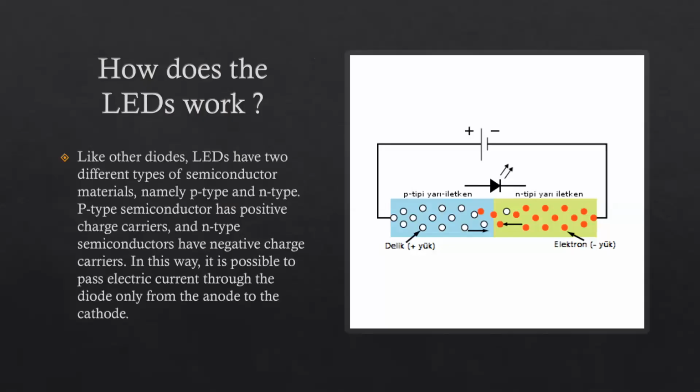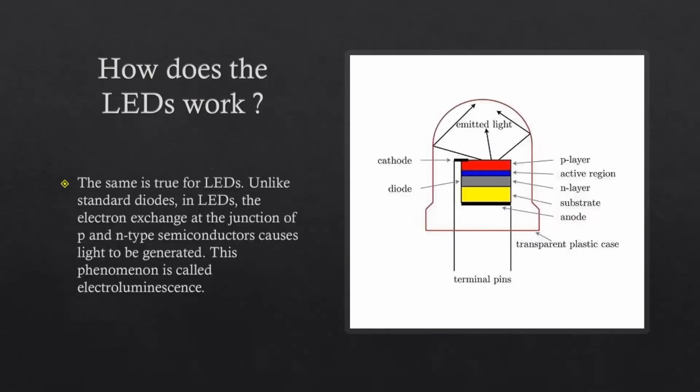How does an LED work? Like other diodes, LEDs have two different types of semiconductor materials, namely P-type and N-type. P-type semiconductor has positive charge carriers, and N-type semiconductor has negative charge carriers. In this way, it's possible to pass electric current through the diode only from anode to cathode. The same is true for LEDs. Unlike standard diodes, in LEDs the electron exchange at the junction of P and N-type semiconductors causes light to be generated. This phenomenon is called electroluminescence.